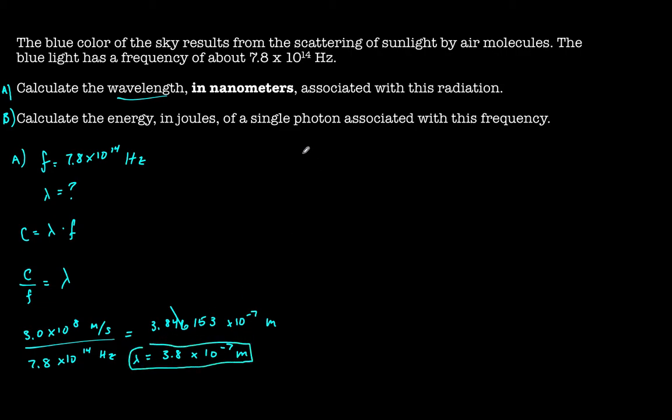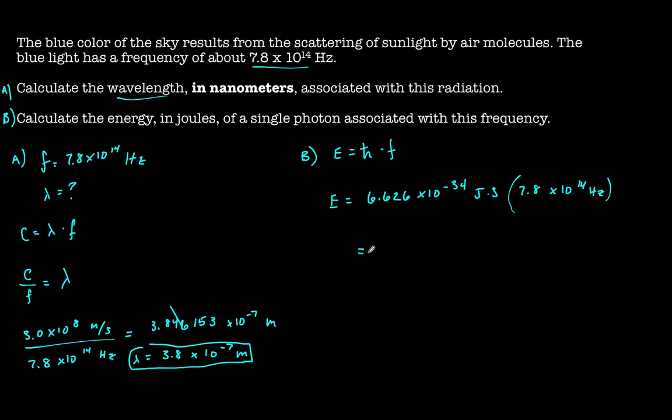Let's do part B. Part B is asking what is the energy in joules of a single photon associated with this frequency. The only equation that you know for energy is here: E equals h times f. If this is your equation, you know the frequency. The frequency's right here. All you got to do is plug it in. E equals, h is the same, 6.626 times 10 to the negative 34th joule seconds, multiplied by your frequency, 7.8 times 10 to the 14th hertz. And in the end, you get your energy.